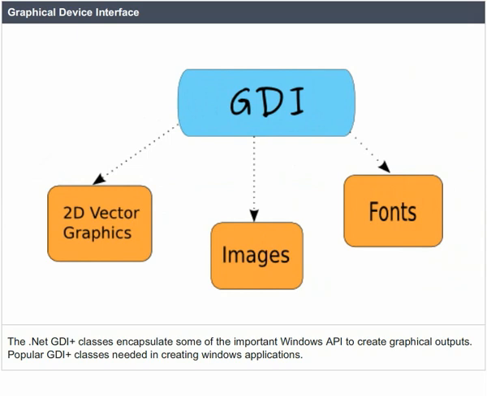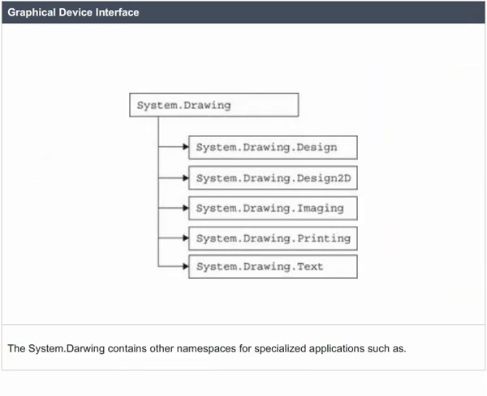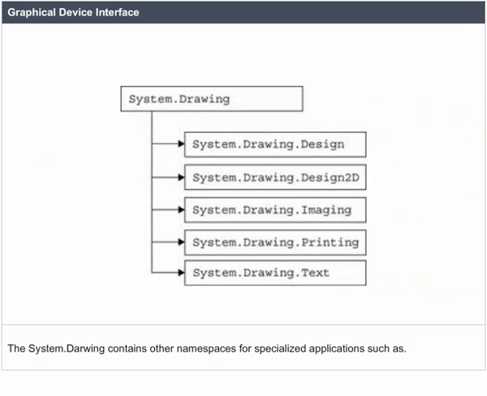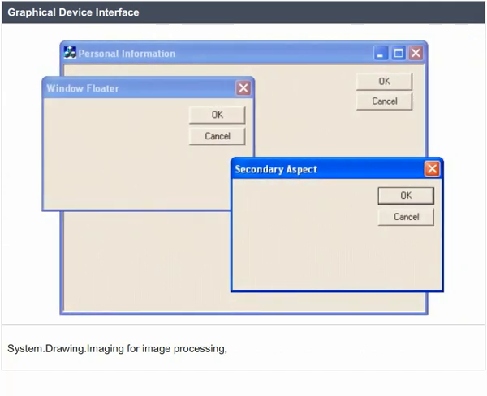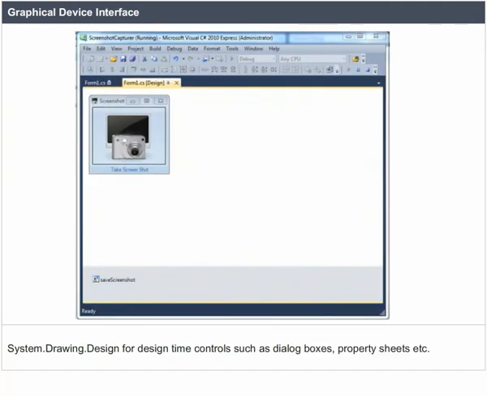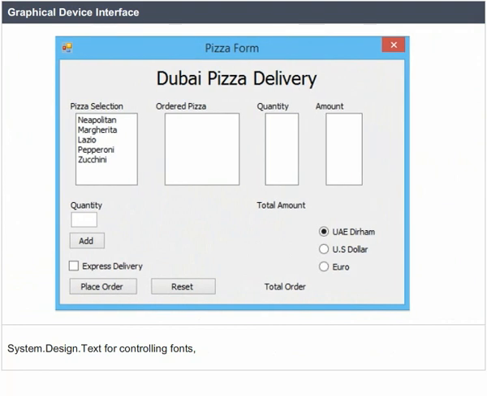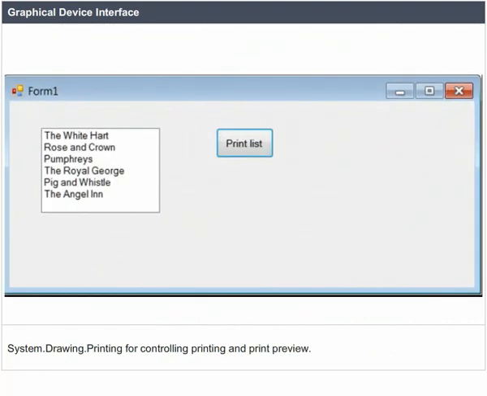The System.Drawing namespace contains other namespaces for specialized applications, such as System.Drawing.Imaging for image processing, System.Drawing.Design for design time controls such as dialog boxes, property sheets, etc., System.Drawing.Text for controlling fonts, and System.Drawing.Printing for controlling printing and print preview.